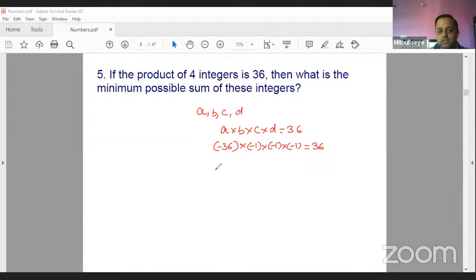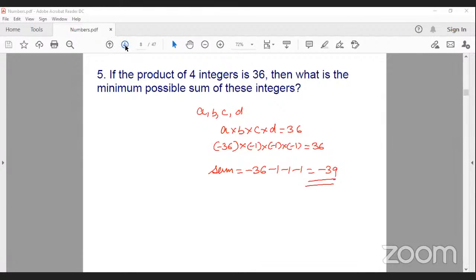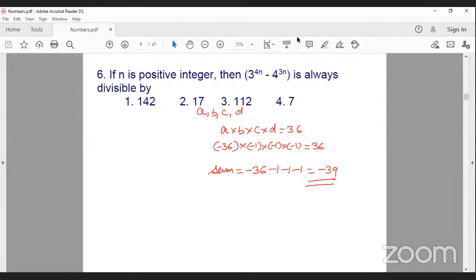So what is the smallest sum or the least sum? The sum would be minus 36, minus 1, minus 1, minus 1. So the answer would be minus 39. In this case, the answer is minus 39. Is this clear? Yes, sir. Right, good. Now try this one.